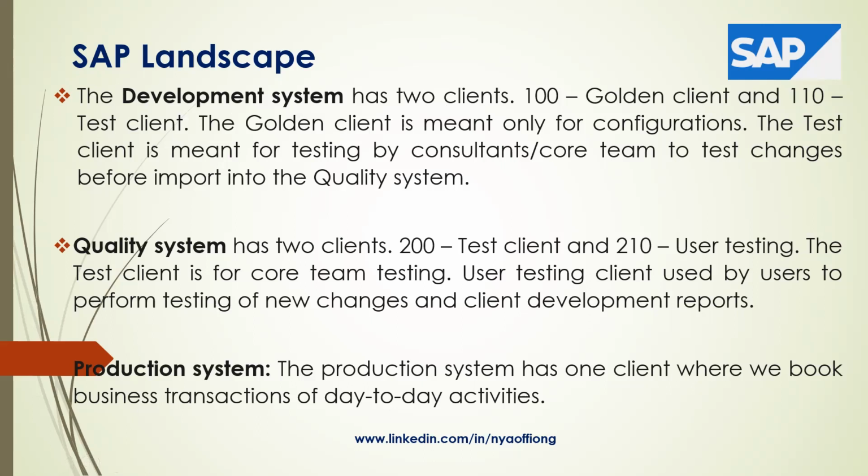Now, in the quality system, there are also two clients: the 200 client and the 210. We have the test client, which is the 200 client, and the 210 used for user testing. The production system has one client where we book business transactions of the day-to-day activities.